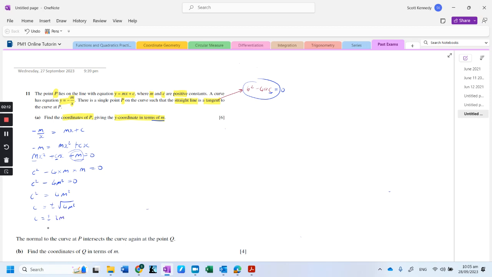Now, since c is a positive constant and m is also a positive constant, we can say c equals 2m.